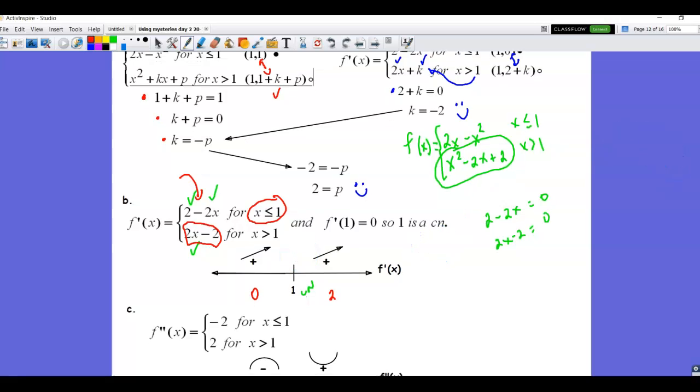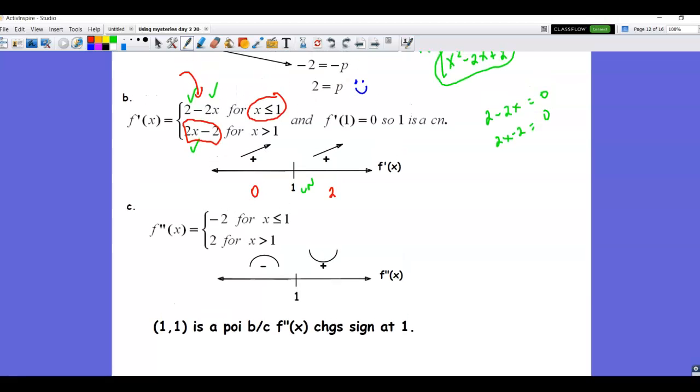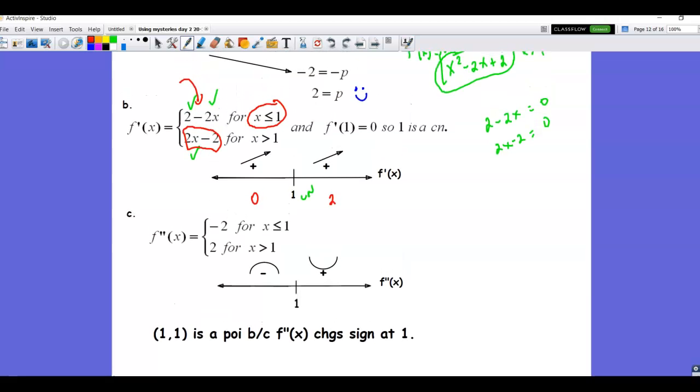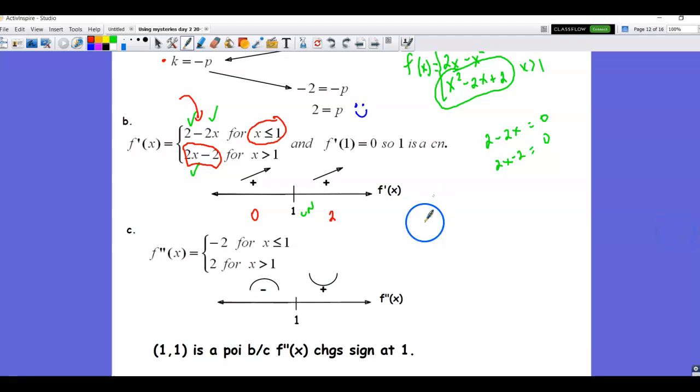For whatever reason, I don't think I have that answer written down. I don't know why. So the answer is f of x increases. You can either write it from negative infinity to infinity, or you could write it from negative infinity to 1 and 1 to infinity and get credit because f prime of x is greater than 0.